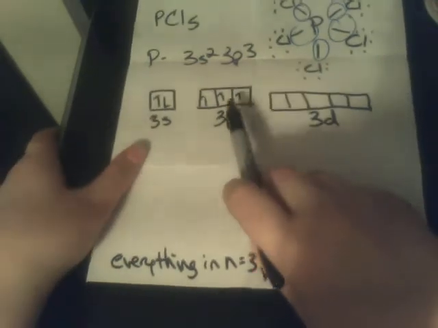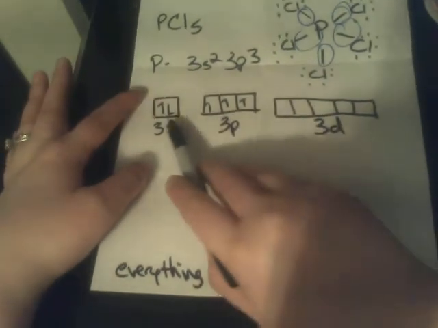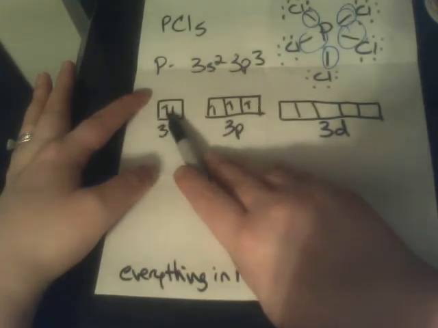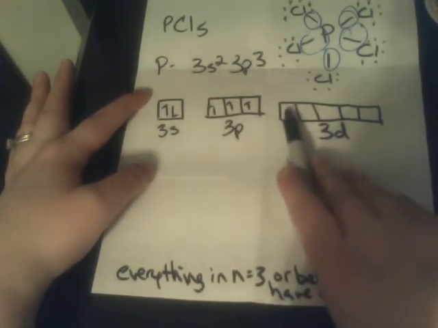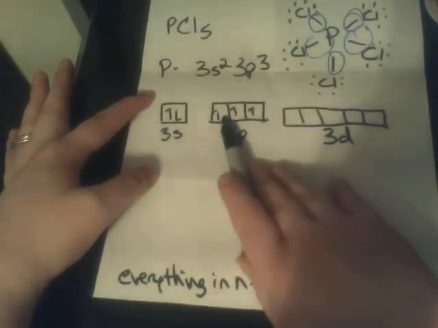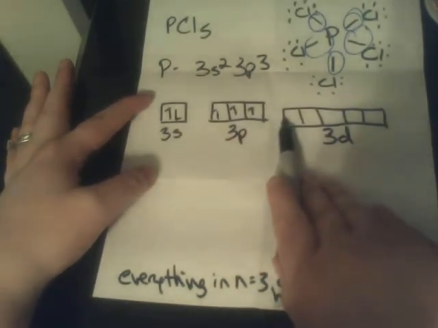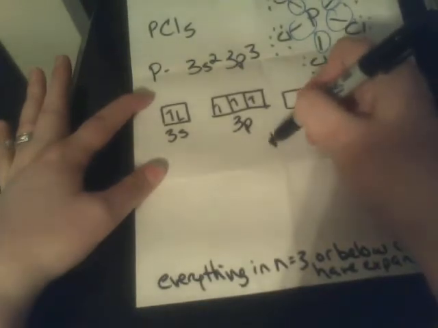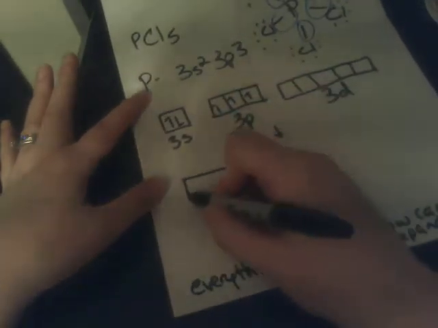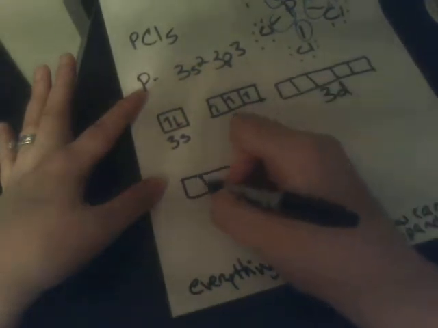So let us see how we would do this. So I need 5 places to bond. So I'm going to have to promote this electron where? To this first box here. And then I will have 5 lone electrons pointing in the same direction. So let's do that. Let's hybridize. Let's mix orbitals. Because I need 5 that are pointing in the same direction.